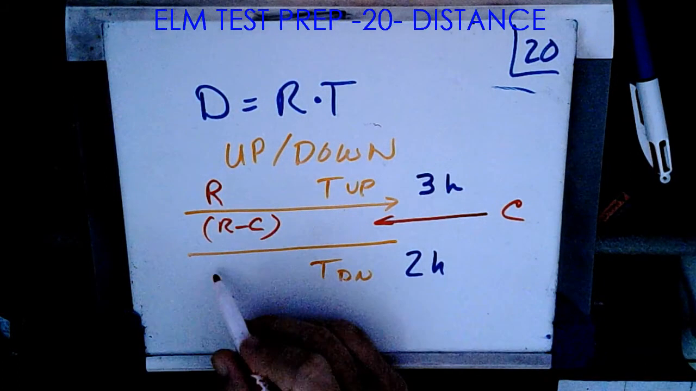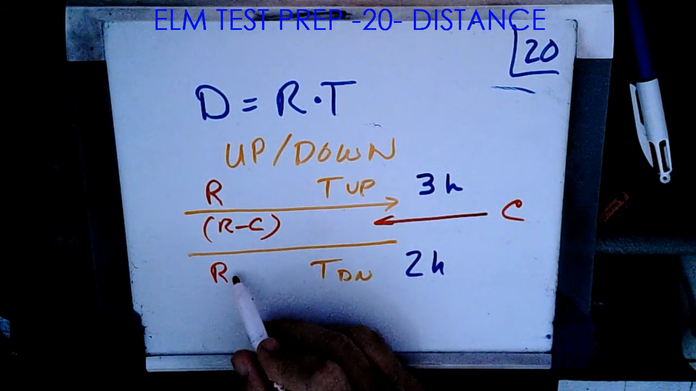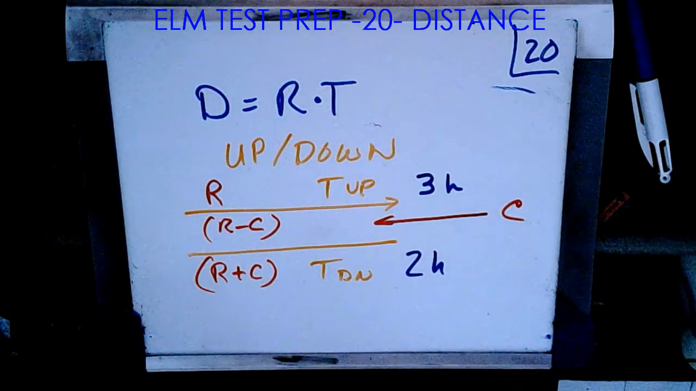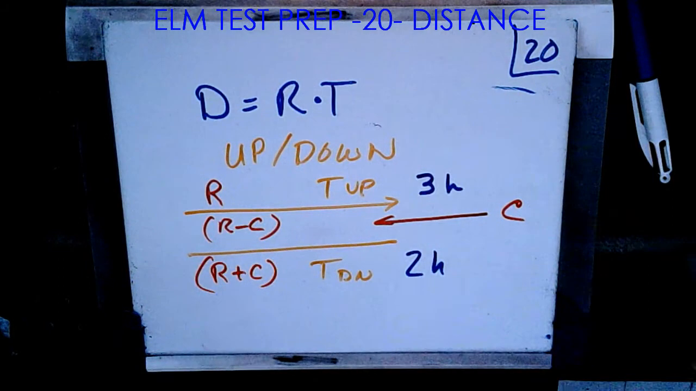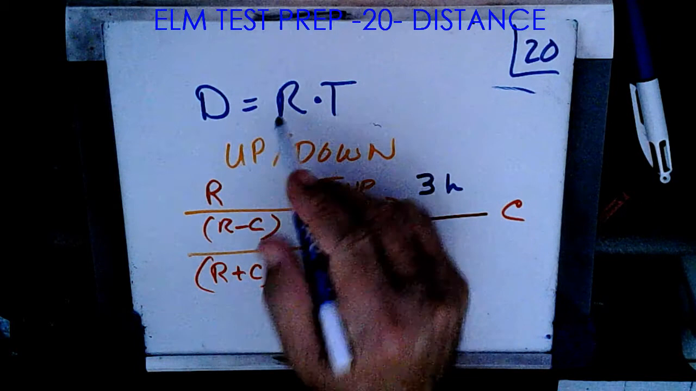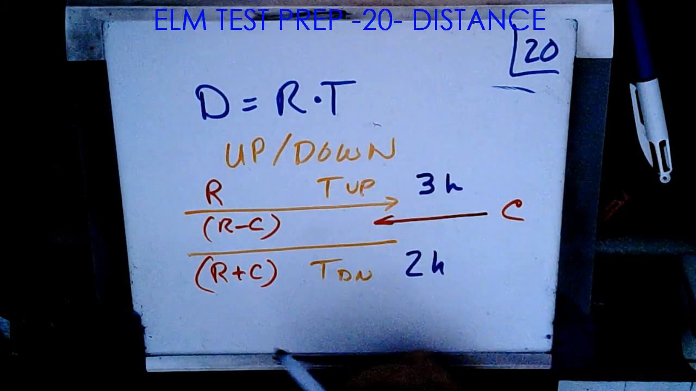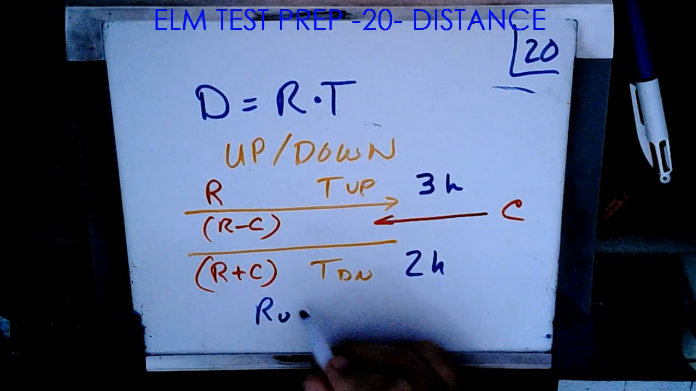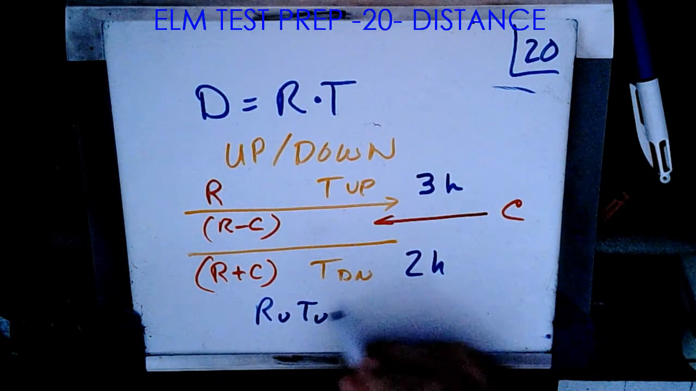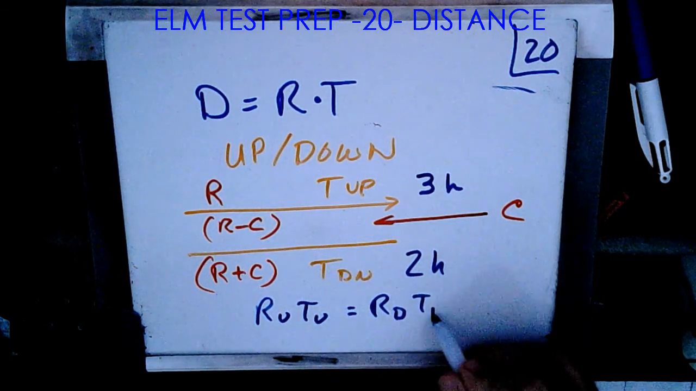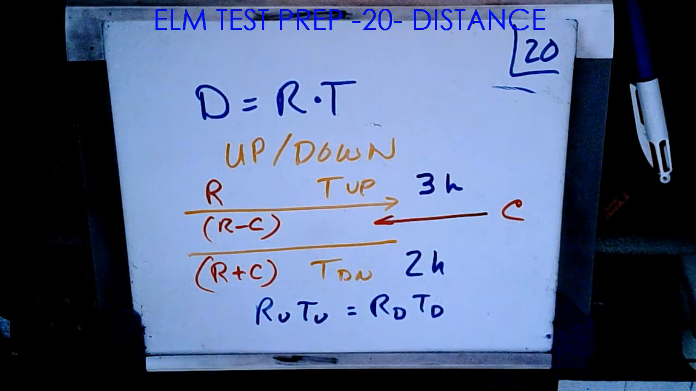And when I row down the stream, it's going to be that still water rate plus the current. So I might look at this problem in terms of that kind of situation. Well, obviously, rate times time equals distance. Well, the distance was the same. So I could say the rate up times time up equals the rate down times the time down. And I could set up an equation like that.